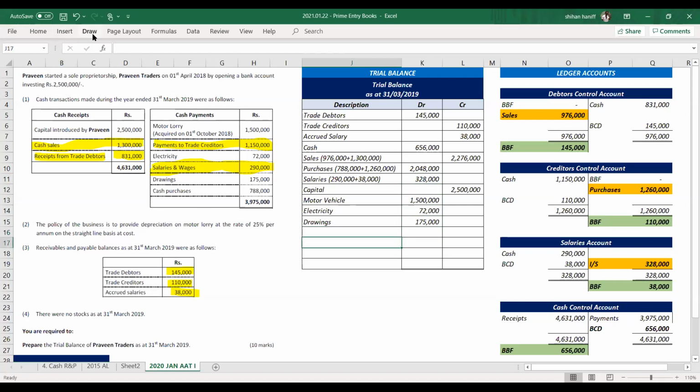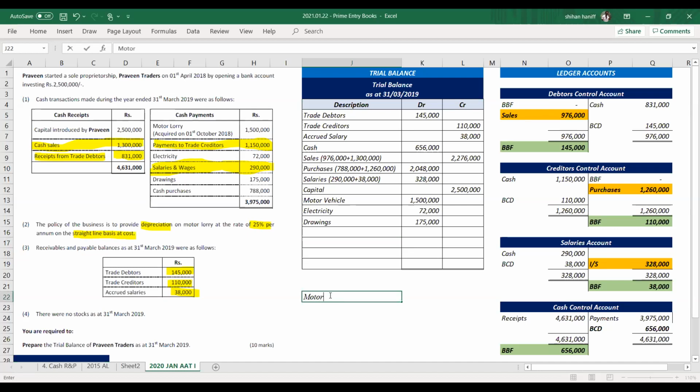Then there is one more adjustment. The policy of the business is to provide depreciation on motor vehicle at the rate of 25% per annum on the straight line basis at cost. Depreciation still we didn't do, but I will be doing it soon. Just to understand the basic, when we are using the asset, its value will depreciate. Asset value is reducing. That is called depreciation. So annually 25%.